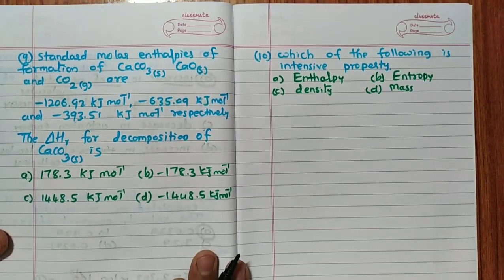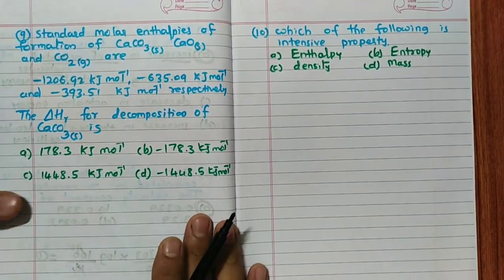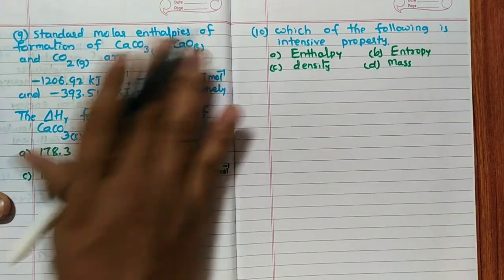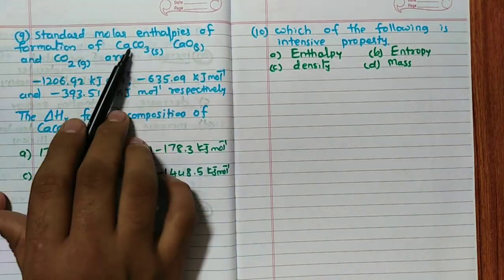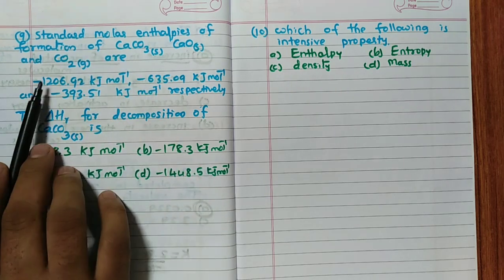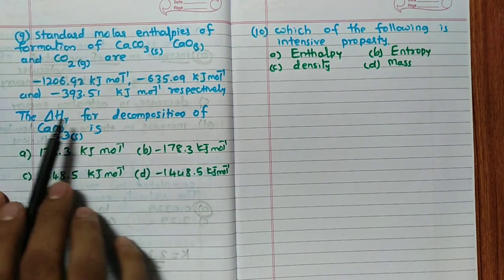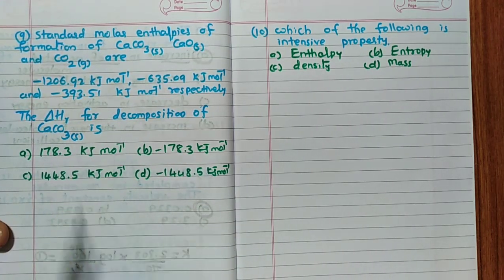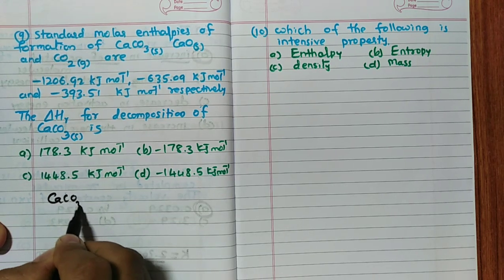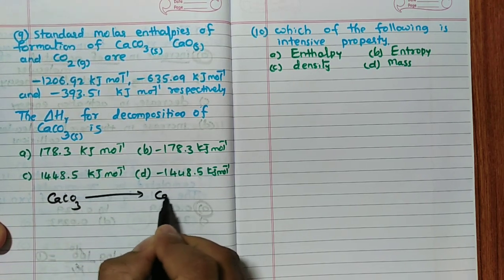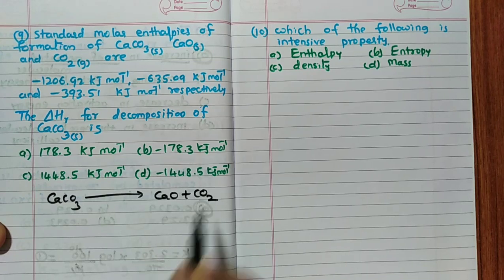This is the kind of simple question they will ask in COMEDK, just like CET level, remember that. Now, the standard molar enthalpies of formation of CaCO3, CaO and CO2 are given. Find delta H of reaction for the decomposition of CaCO3. The decomposition reaction: CaCO3 gives CaO plus CO2.